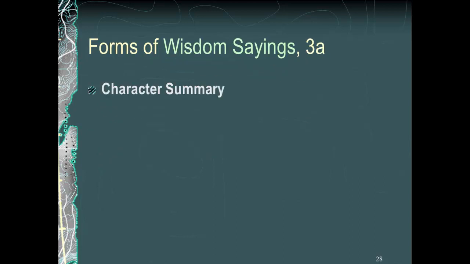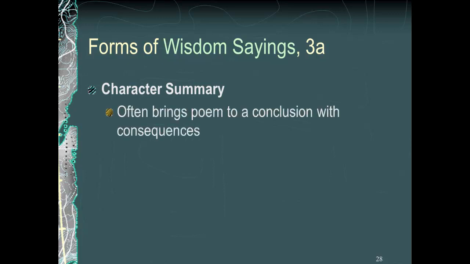Another form that we find the sages using may be called the character summary. Where a character summary typically occurs is at the close of a wisdom poem. A longer composition, reaching the close, the sage wraps it up with a summary which typically compares two characters.